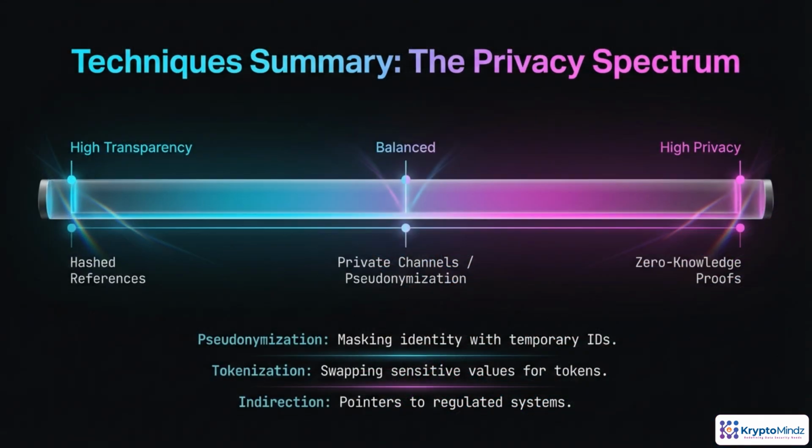You can think of privacy techniques as a spectrum you slide along depending on regulation and business needs. At the high transparency end, you keep data off-chain and anchor only hashed references. Everyone sees the same evidence, but not the underlying records. In the middle, private channels and pseudonymization restrict who sees what, while masking real identities behind stable, auditable IDs. Tokenization replaces sensitive values with tokens, and indirection points to tightly governed systems. At the high privacy end, zero-knowledge proofs let parties verify rules without revealing the underlying data at all.